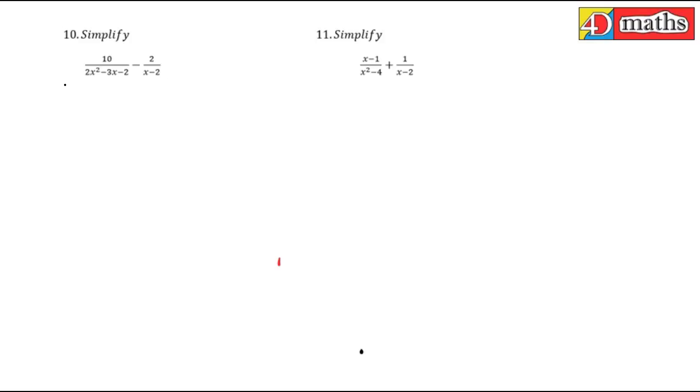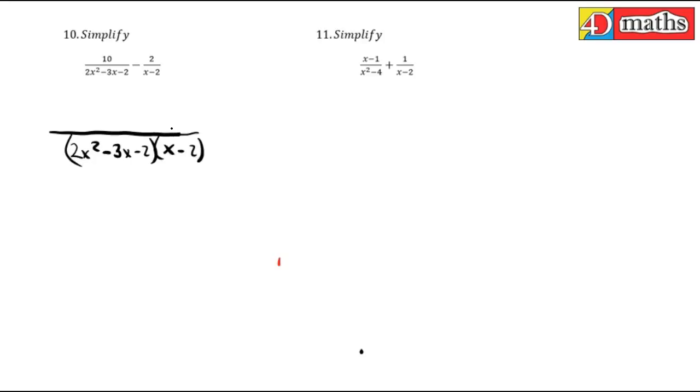Okay, so we look at this question. Simplify 10 over 2x squared minus 3x minus 2, minus 2 over x minus 2. Now, the indication is, well, we look at the common denominator. This is what we'll do, okay? We'll get that as a common denominator.